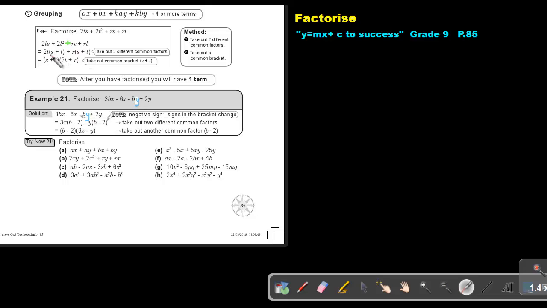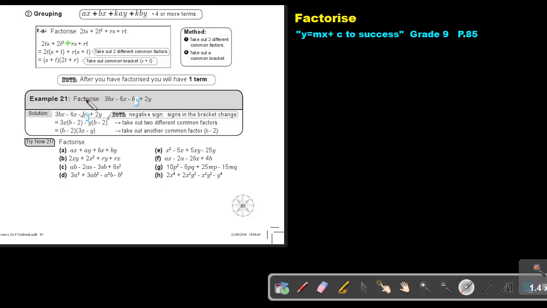Okay, now there are 2 terms. So if you take out s plus t as a common factor, what will be left? If you divide 2t, if you divide r. Now, take note that after you factorize, you will only have 1 term. There were 1, 2, 3, 4 terms, but now it's only 1 term. So you were taking out 2 different common factors, and then you take out a common bracket. Okay, let's look at the following example.